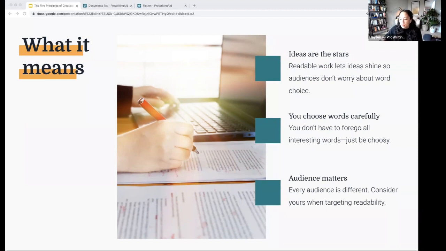So I'm going to, Claire, in just a second, define target readability. So don't worry, we're getting to that. But overall, when you're targeting readability, you need to be thinking about who your audience is. So again, writing romance, you're going to target a different readability than if you're writing a business report. It's going to depend on who your audience is and what they understand.